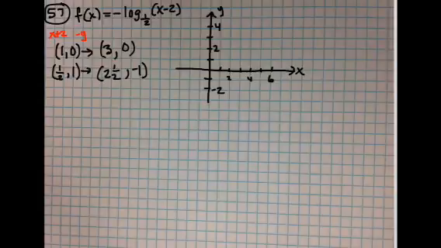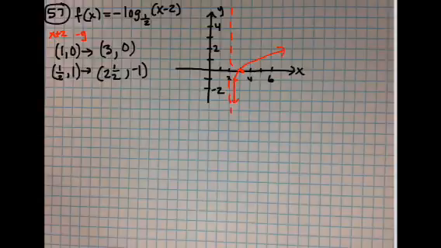Alright, so h is positive 2, so that means that your vertical asymptote is going to be at x equals 2, right here. The two transformed points, (3, 0) and (2.5, negative 1). So that would be about here. Okay, so we could connect the points. Go something like this.